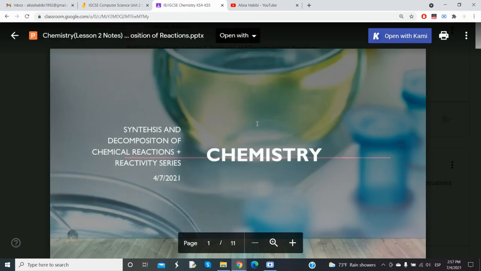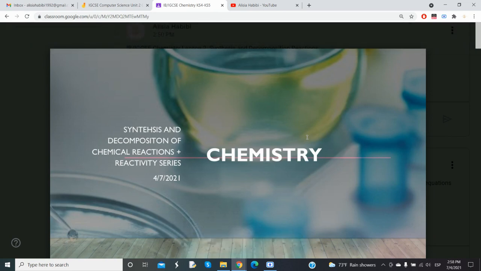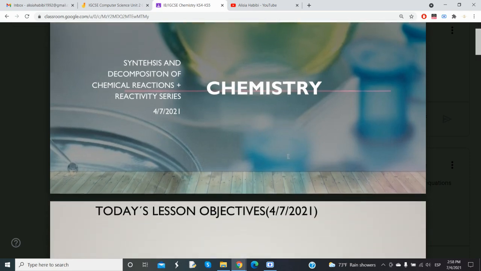So we'll start off with the PowerPoint slide that I've made today, which is focusing on the synthesis and decomposition of chemical reactions. We are not going to be looking at the reactivity series as of yet. We'll be looking at that in our next chemistry video tutorial, which will focus on single and double displacement reactions. That's where we're going to use this reactivity series.